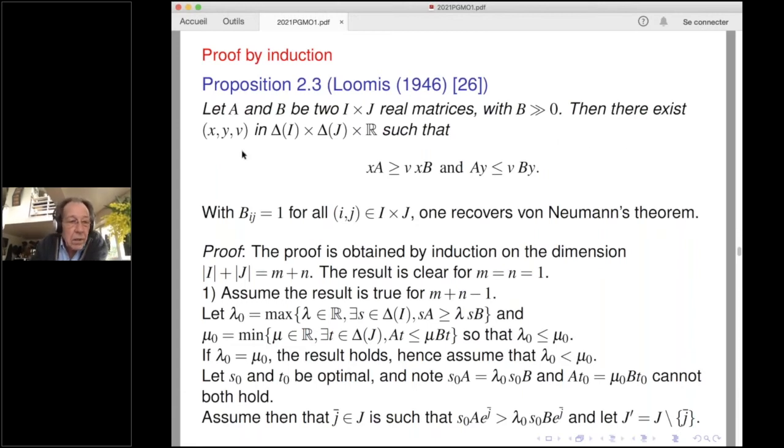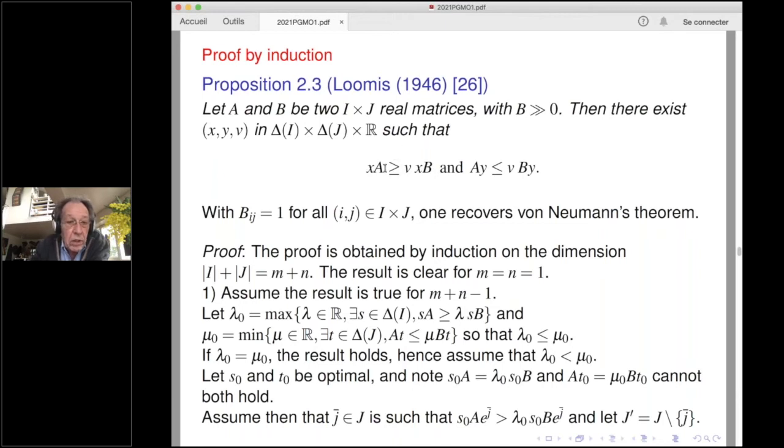Then there exists, again, X, which is a mixed strategy of player 1, so it's a point in the simplex, Y, a mixed strategy of player 2, and a real number V such that XA is greater than VXB. So here XA is a vector, okay? It's a product of the vector X by the matrix, so it's a vector. V is a number, XB is a vector which has the same size as the vector XA.